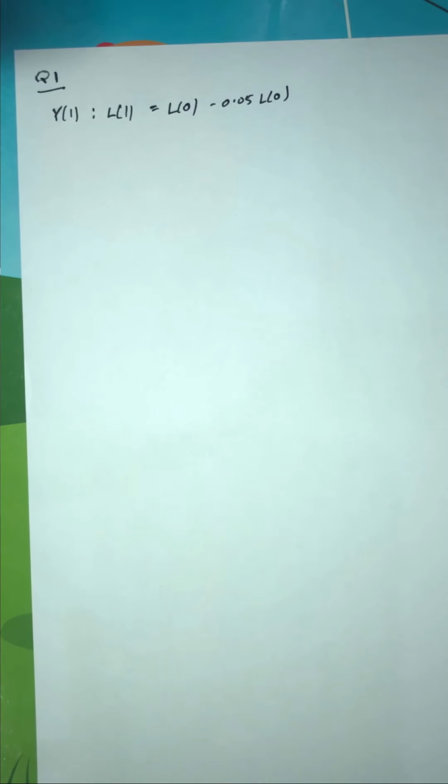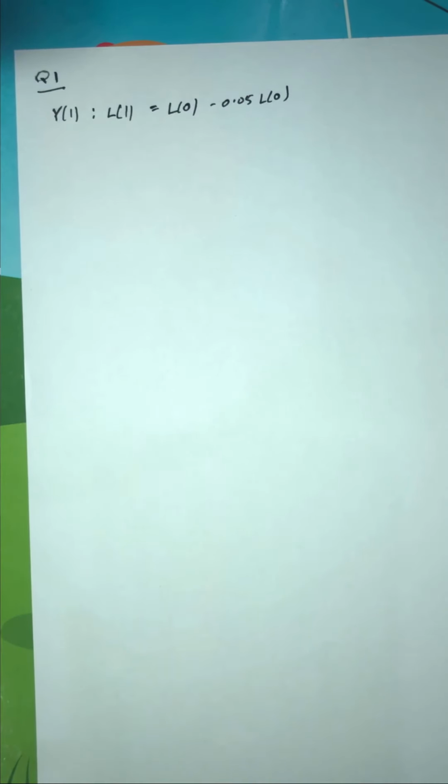So in simple words, in the first year, the labor cost dropped by 5% compared to the initial labor cost. So the initial labor cost is L0. So it drops by 5%, which means L0 minus 0.05, which is 5 over 100, times the initial labor cost. So this is your labor cost for year 0.